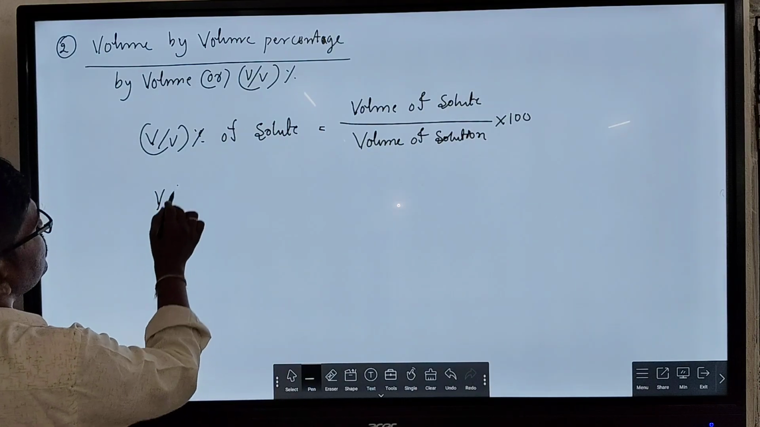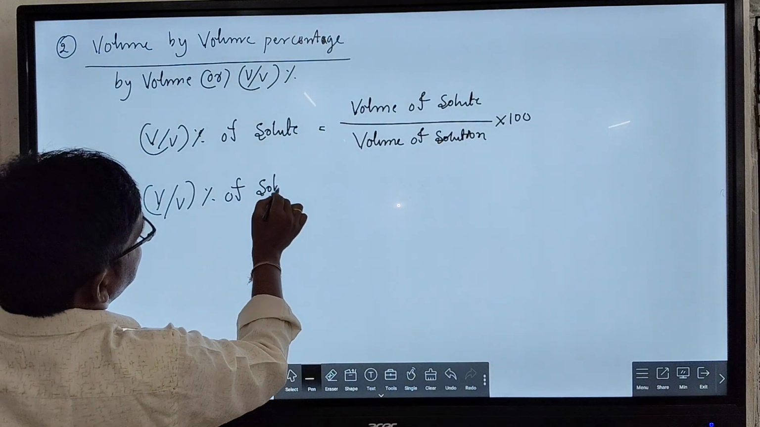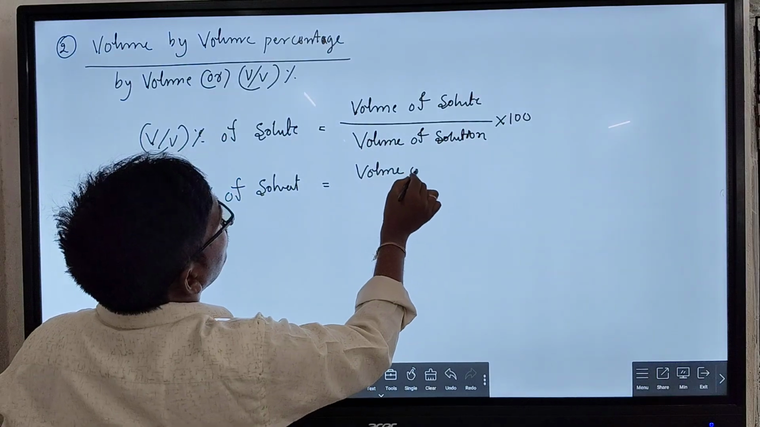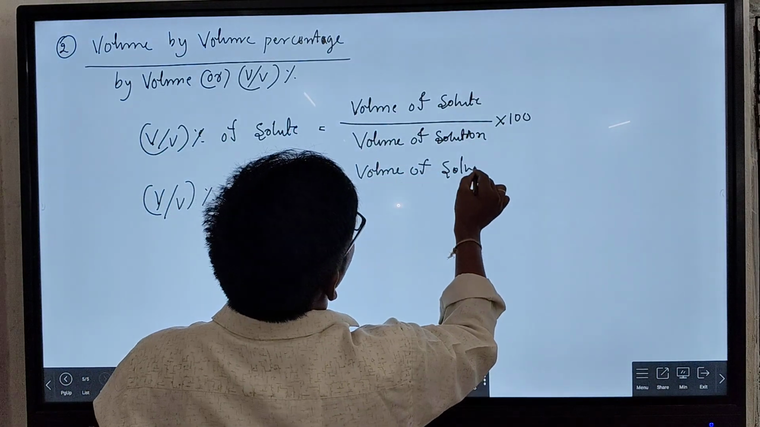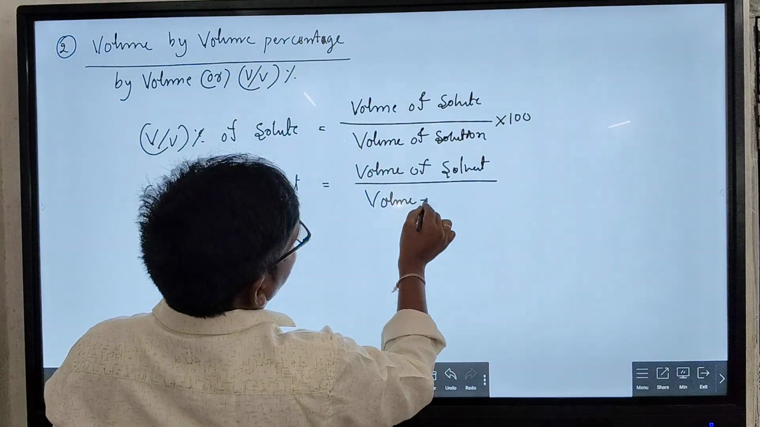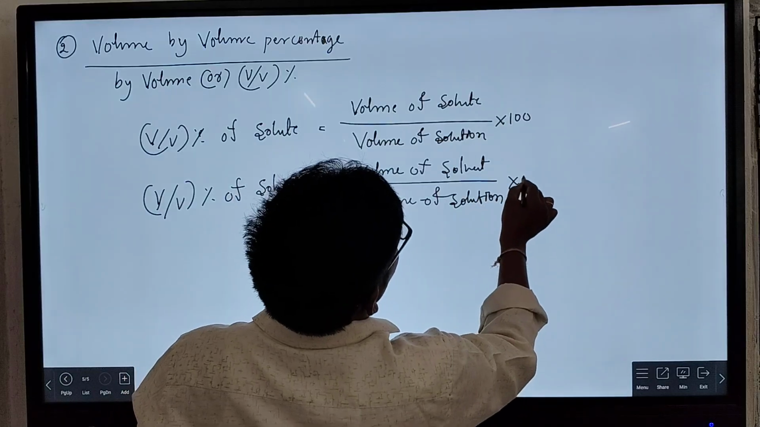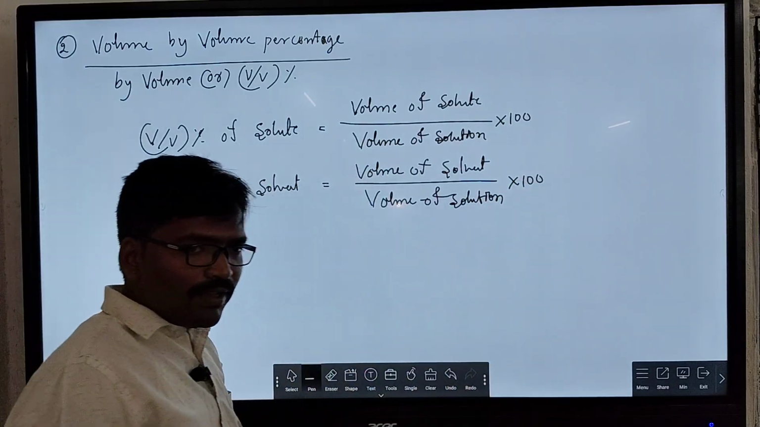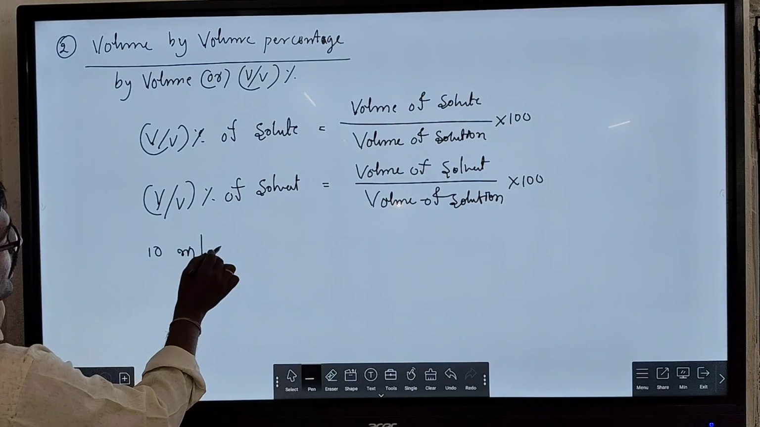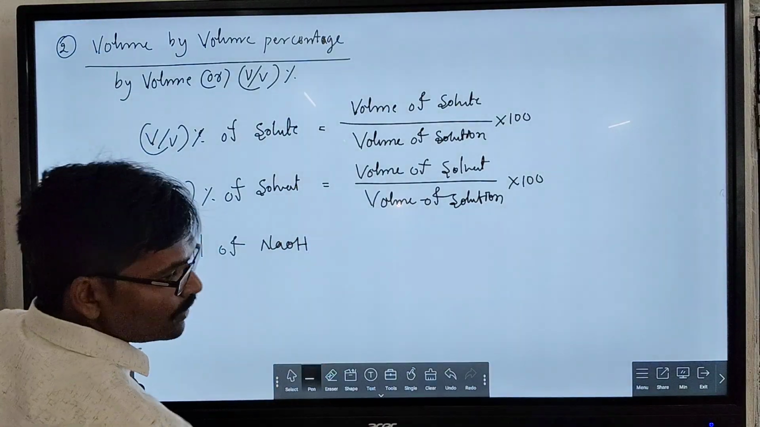Sir, same thing, volume by volume percentage of solvent, if they will ask solvent, it is equals to what you have to take? Volume of solvent have to take, then divided by volume of solution into 100. So like this you have to. Even in this case also, in case if they will mention 10 ml of NaOH.